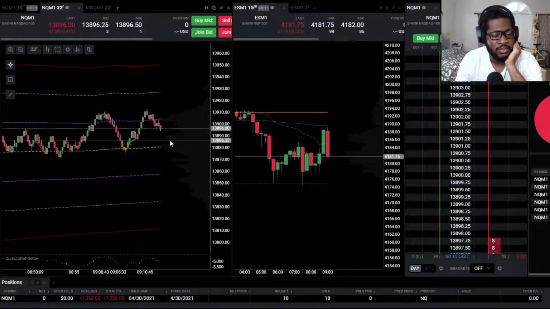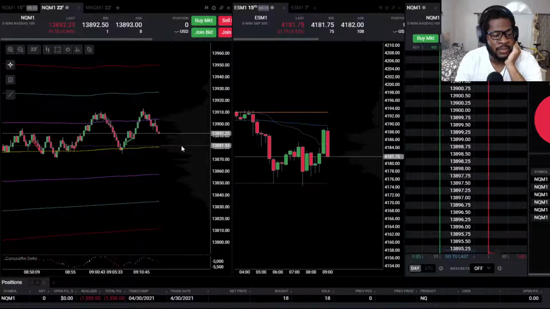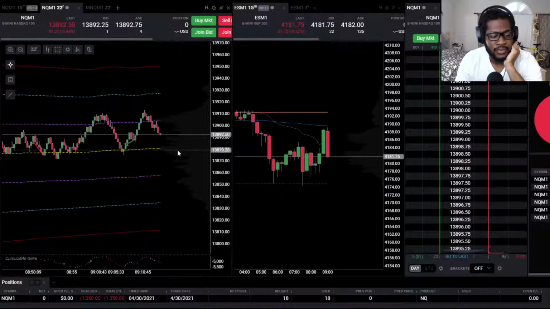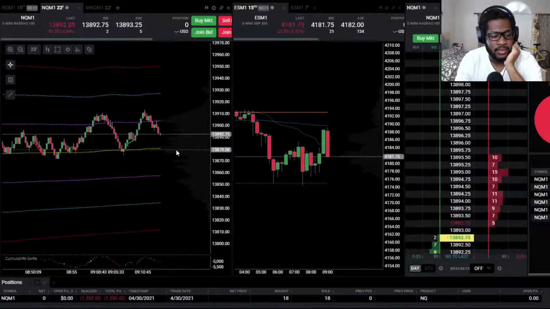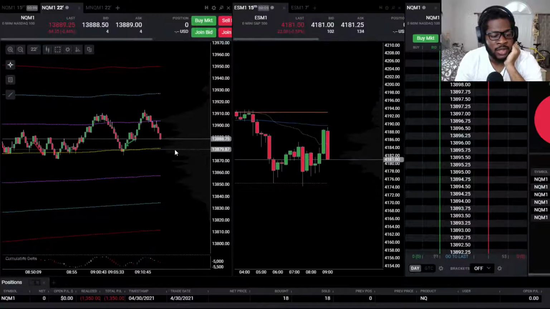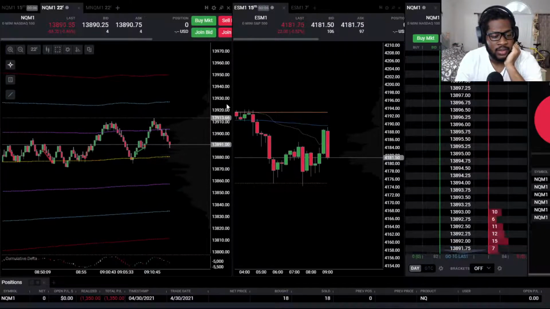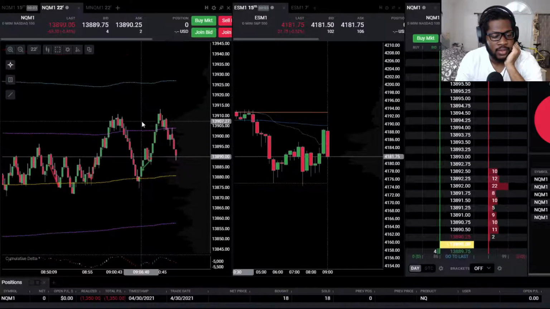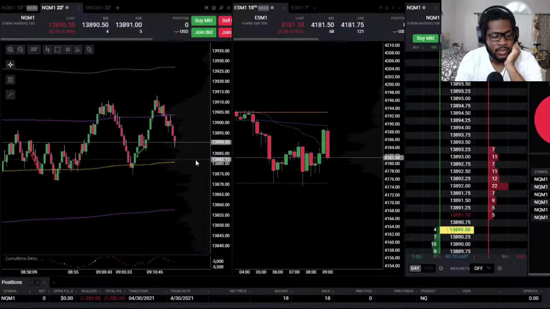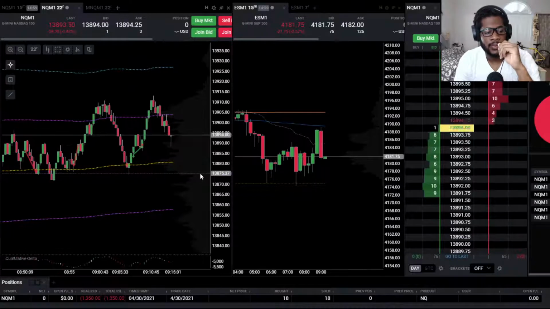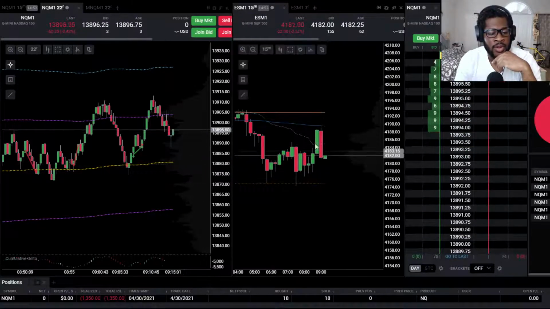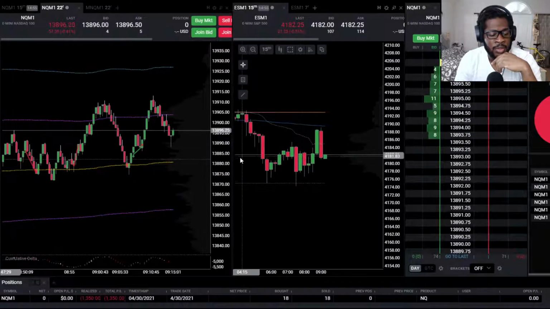Would like to see it pull back more. I don't want to see it break VWAP. Just tap VWAP and start pushing back up is what I would like to see. I would also like to see ES start to push up and gain momentum.